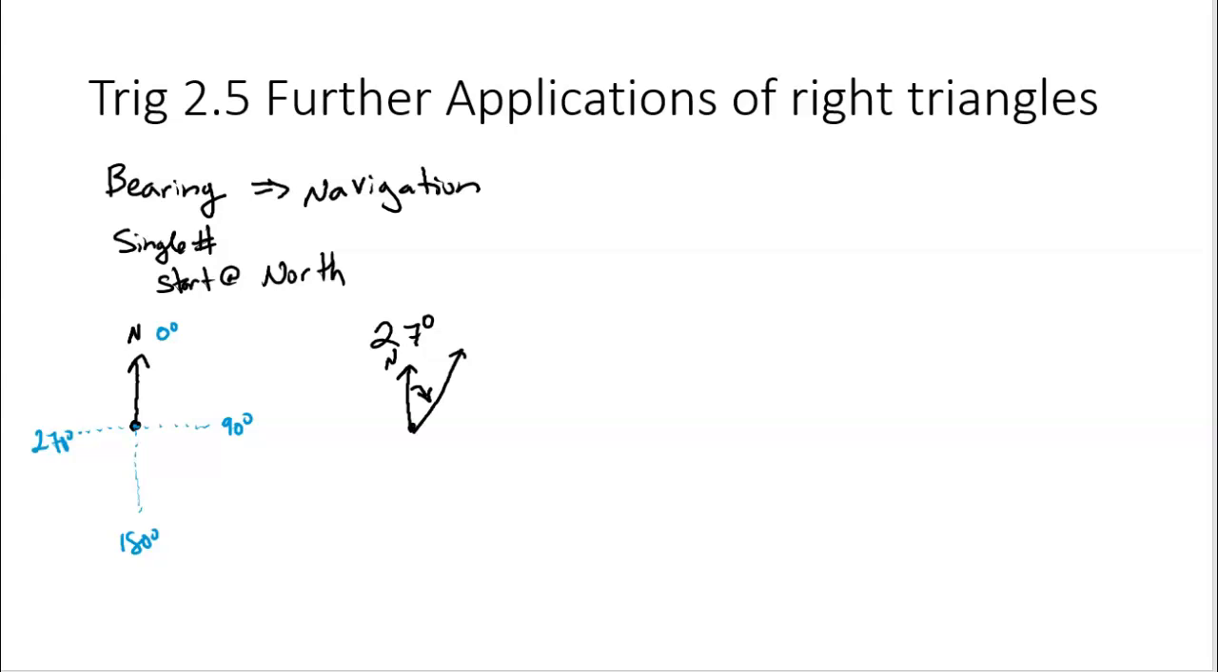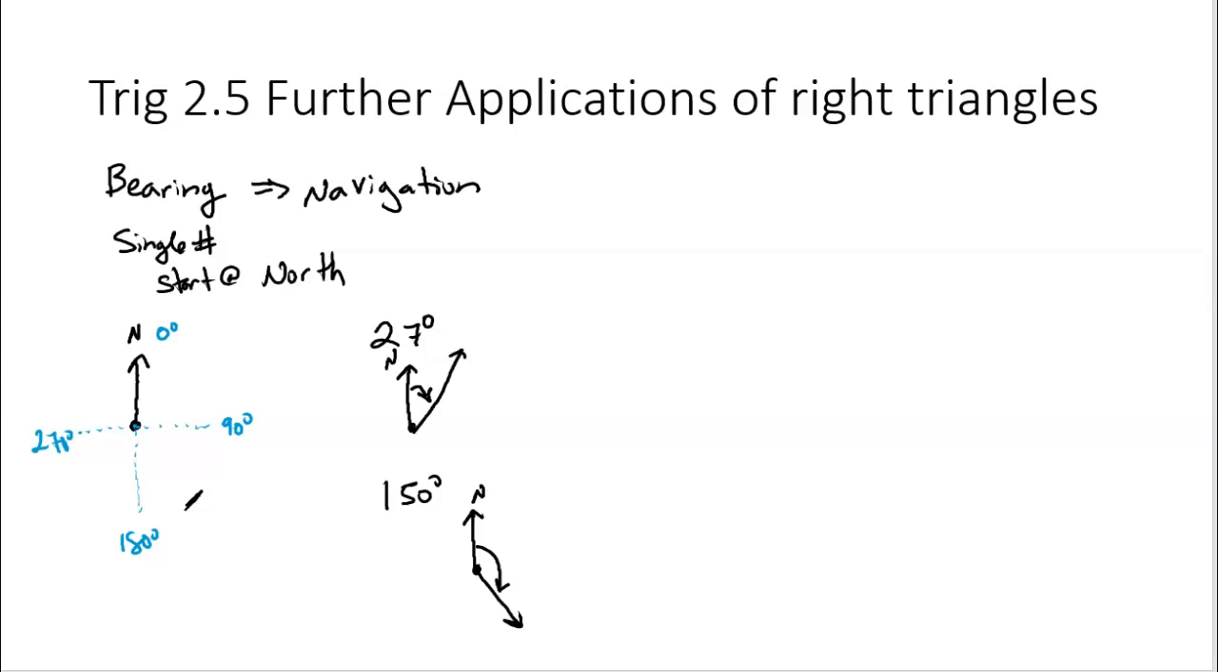If I said something like 150, again I would draw a due north, and then 150 is in this quadrant right here. So I'd probably say it's right about there. So again, it's the distance from my north line to here.